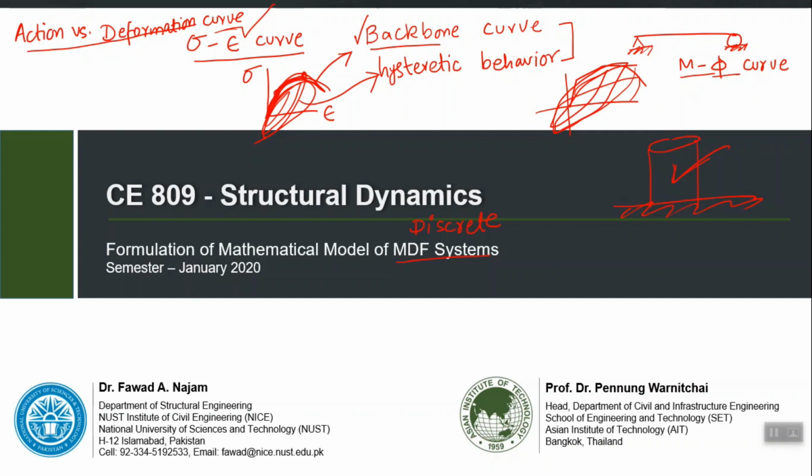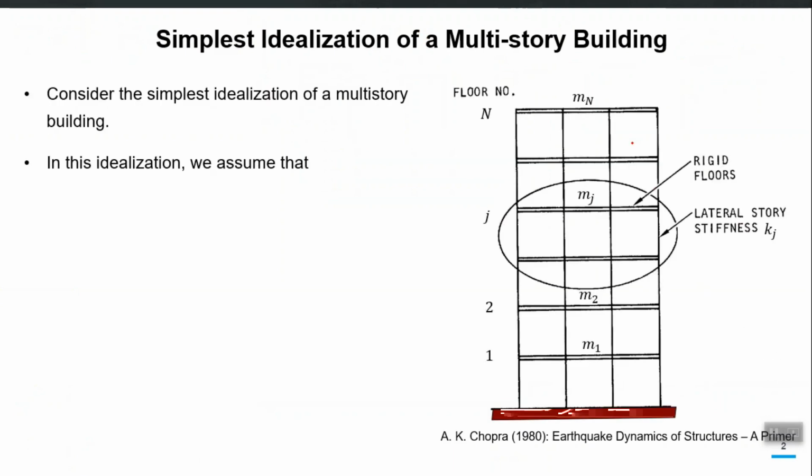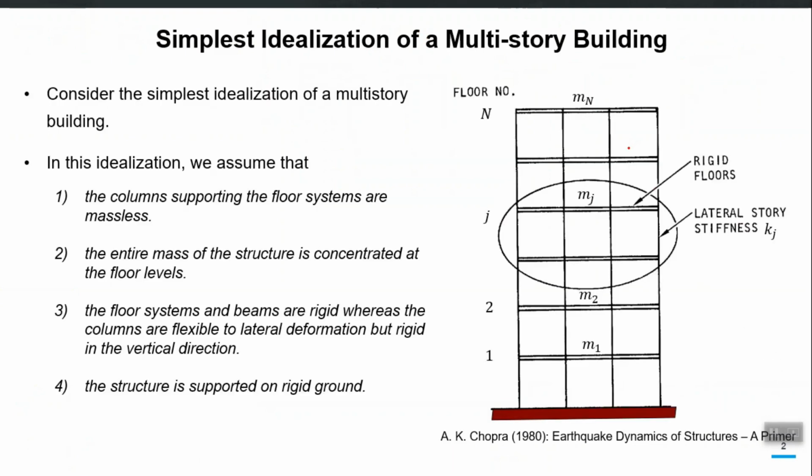So, in this chapter we are going to talk about discrete multiple degree of freedom systems and not continuous structures. This is an example of a structure which is a continuous structure. So, maybe we will have a separate chapter for continuous structures, but let us start with discrete structures.